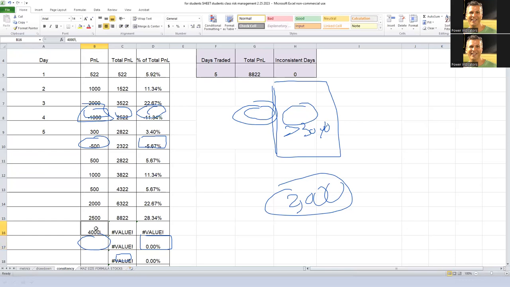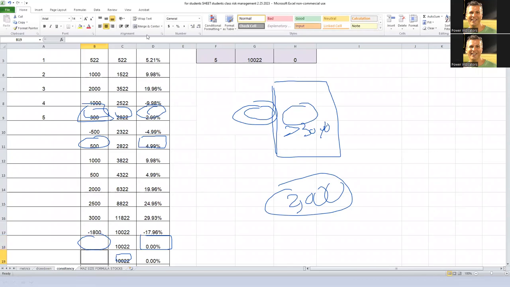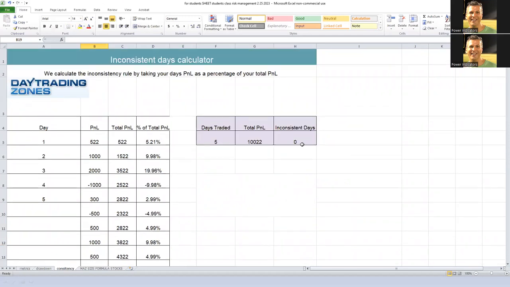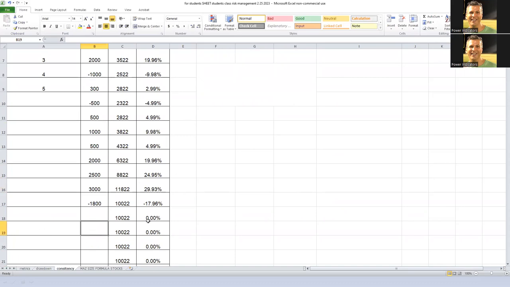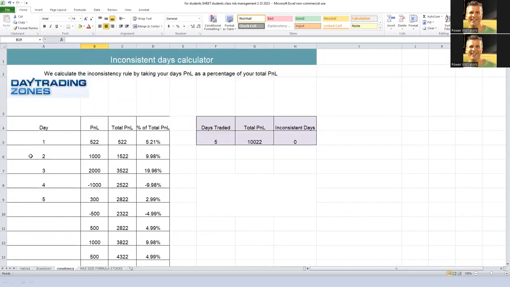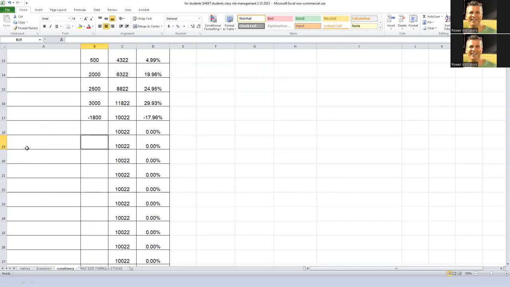I mean, if I go here, boom, 31%, maybe, let's say I make 3,000. Okay, now I lose minus 1,800. It simplified everything. So look now. I have no inconsistent day. Bingo, I made $10,000 profit. Zero inconsistent days. There are about 18 days, or from 5 to 19, I proved myself 14 times, let's say 15 days, boom.